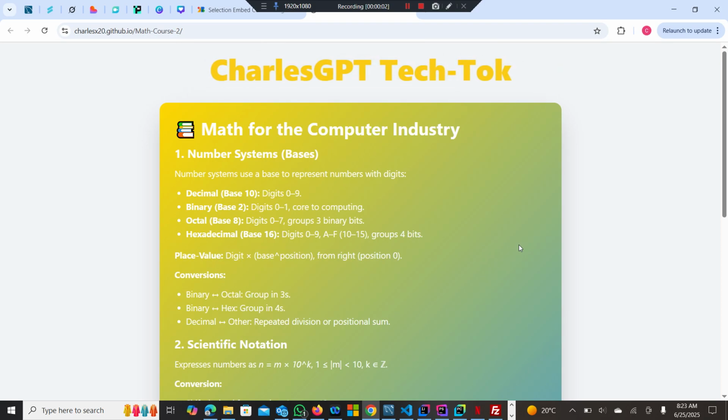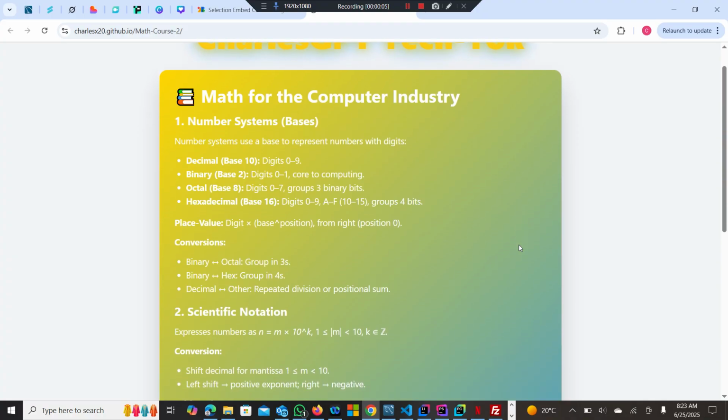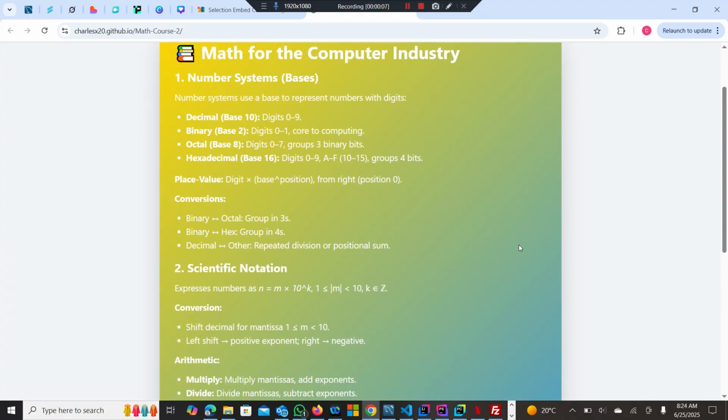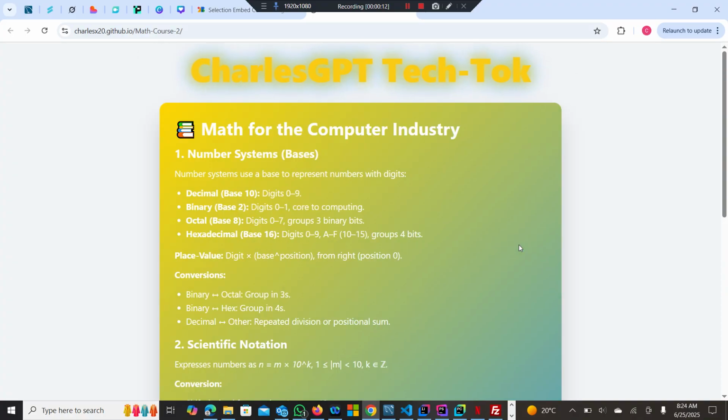Hello guys, in today's tutorial we are going on to course 2 for number systems and scientific notation, and this is my maths web app. I'll be posting the link in the description so you can do the quiz yourselves.